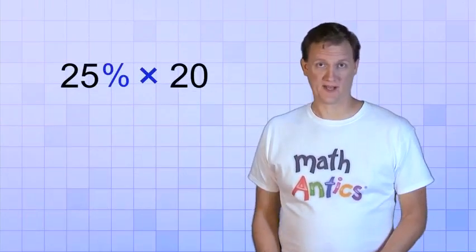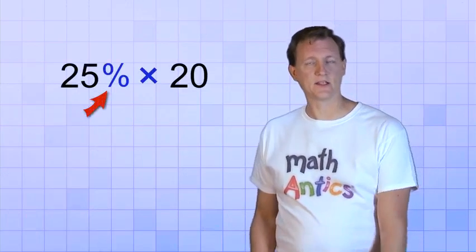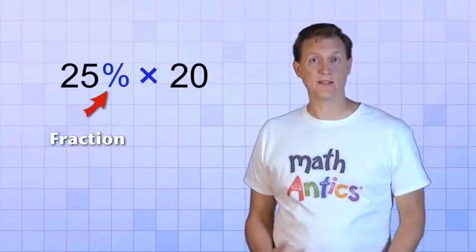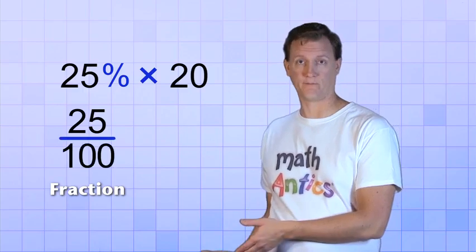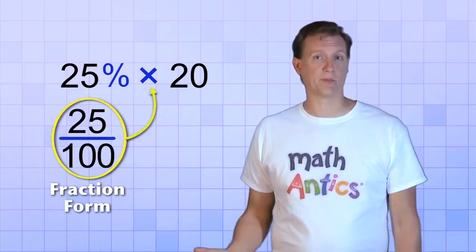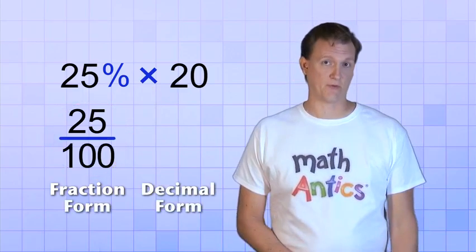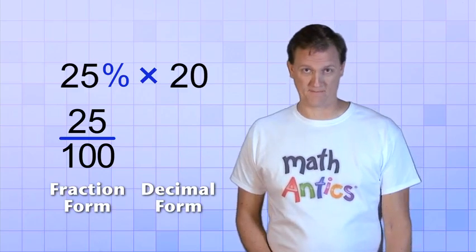Here's what we have to do instead. Remember that when you see a percent written like this with the percent sign, it's an abbreviation for a fraction. In this case, 25 over 100. So we need to use that fraction form when we multiply, since we're really multiplying by a fraction. Now some of you may also remember that percents have a decimal form. We'll get to that in just a minute.